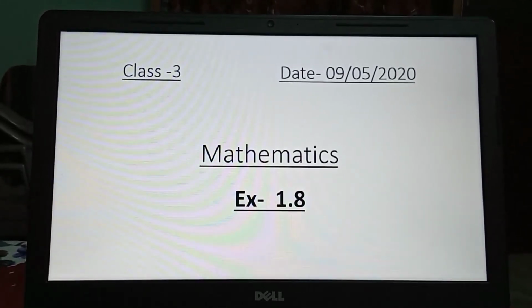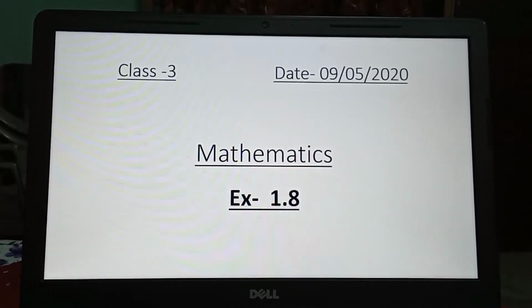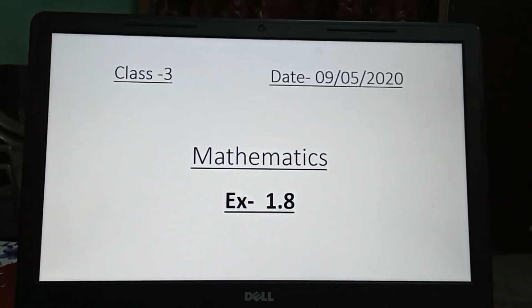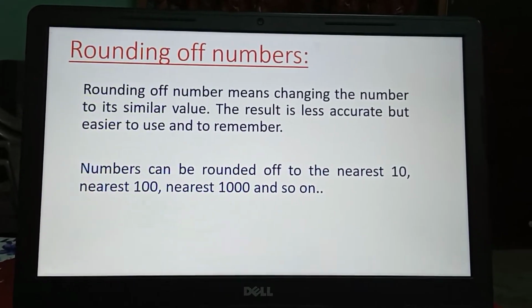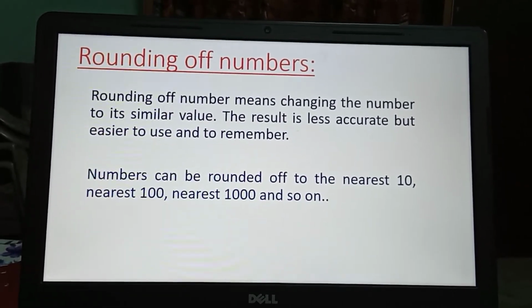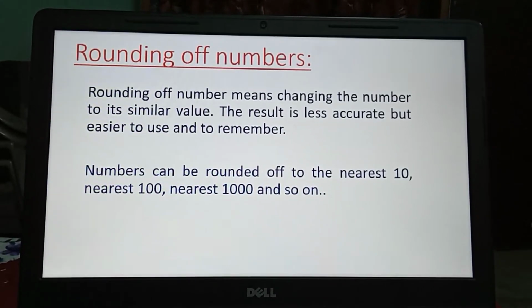Today, children, in our math class, we will read about rounding off numbers. That is exercise 1.8. Now, children, you will ask what are rounding off numbers? Rounding off numbers means we change the numbers to a similar value. The result is less accurate, but it is easier to use and to remember.